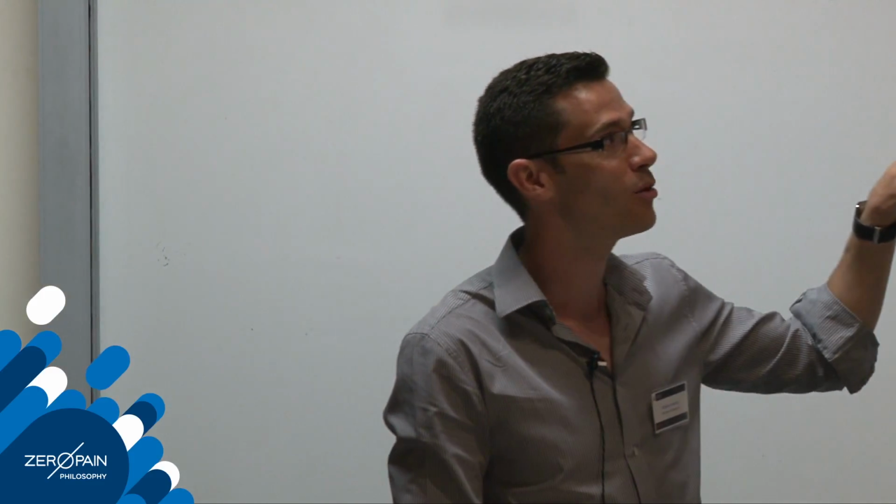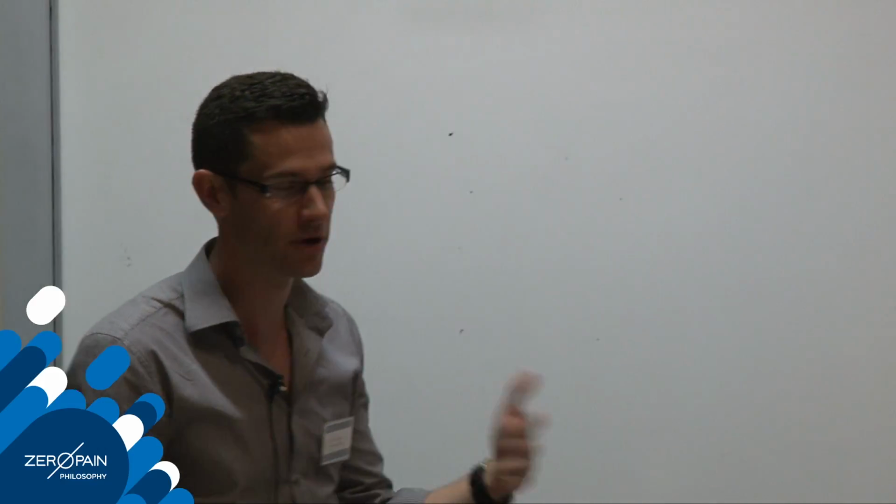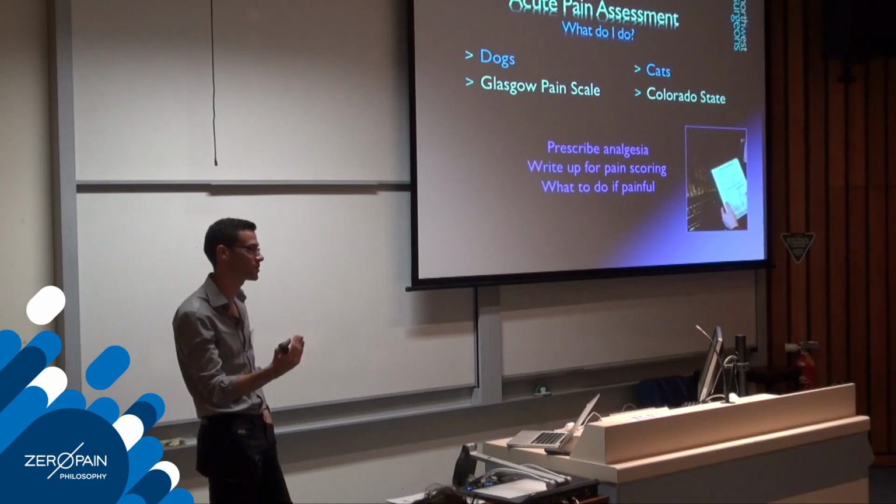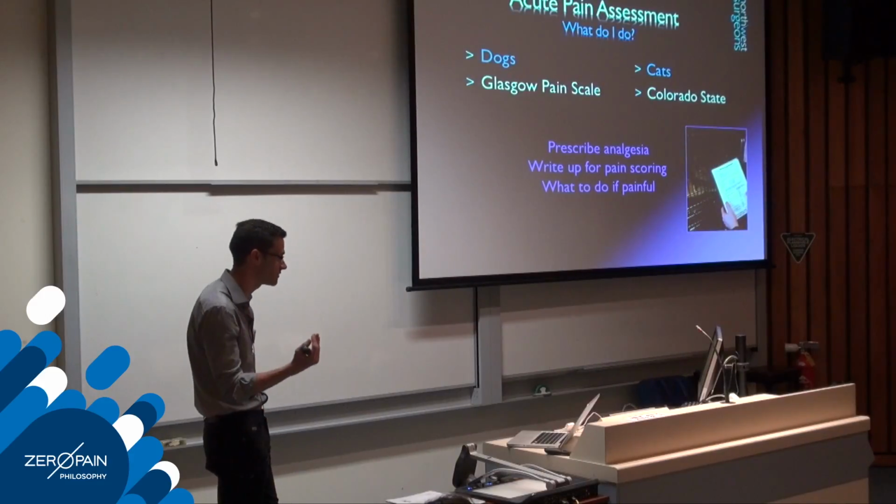If you haven't already got a copy, just Google Glasgow Pain Scale or Colorado State, and you can download them for free. For the Glasgow Pain Scale, they ask you to put your email address into the website and then they'll send you that as a PDF. Then you can either print loads of copies to use each time, or we actually laminate them and put them in the kennels at work. So really my approach to acute pain assessment is to prescribe analgesia, then write the patient up for pain scoring as well, and then give instructions as to what to do if painful, so always formulate your plan.